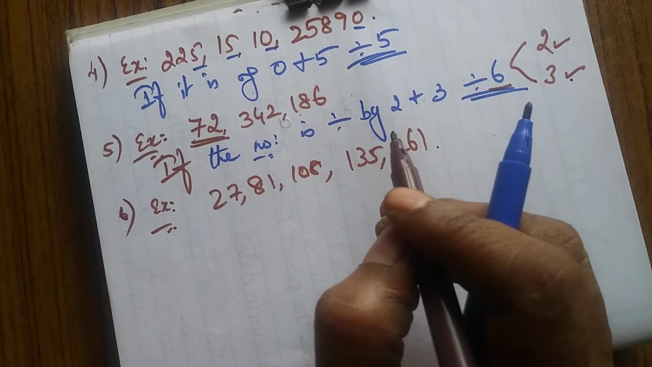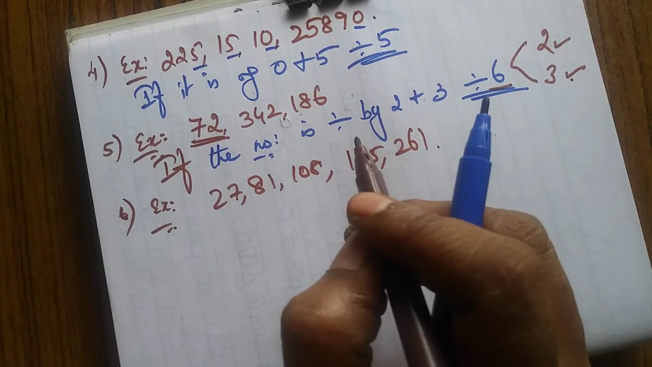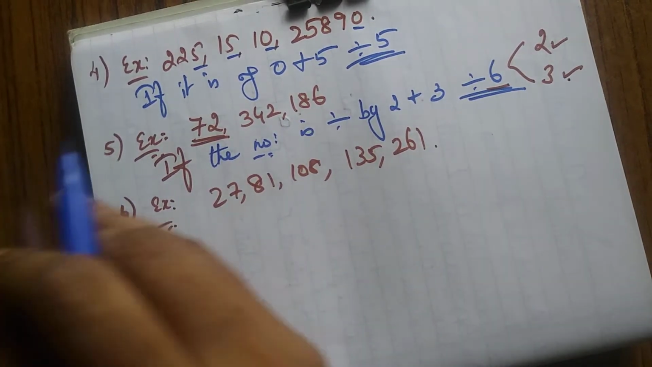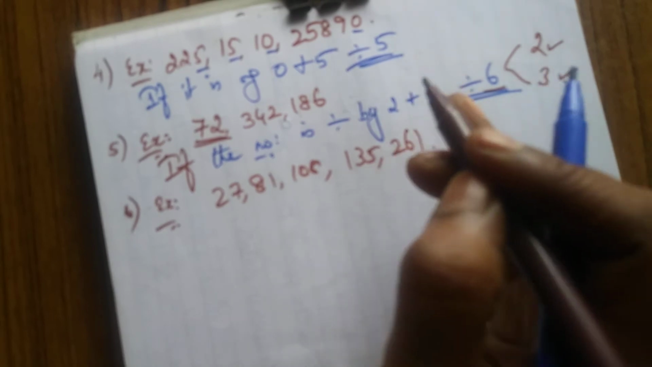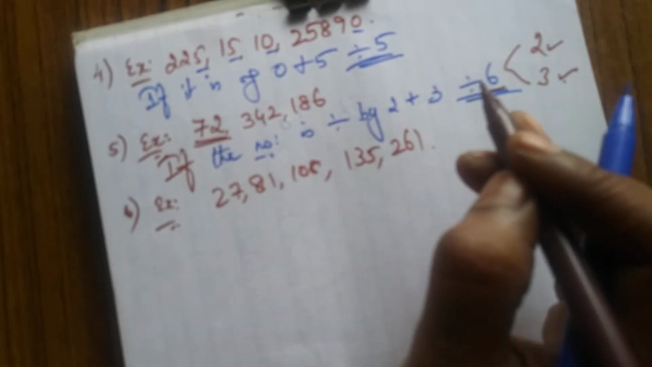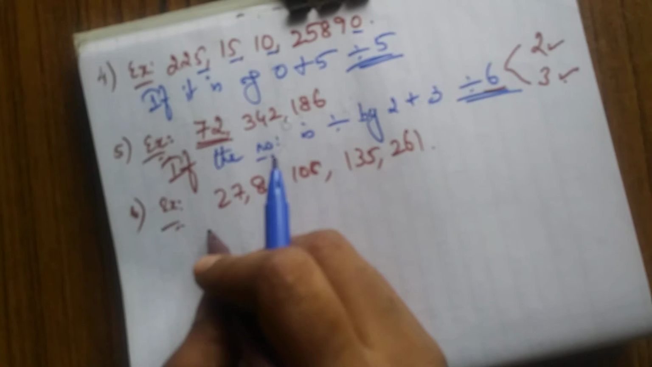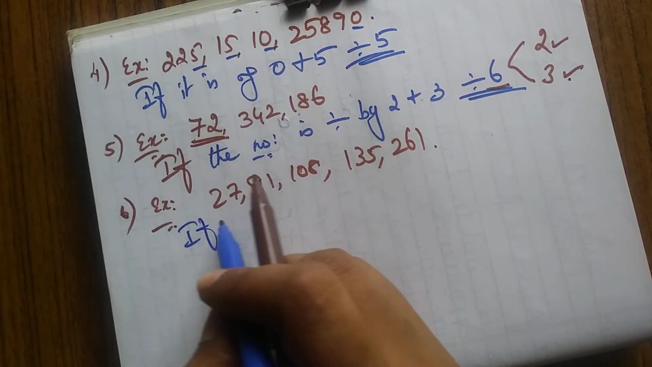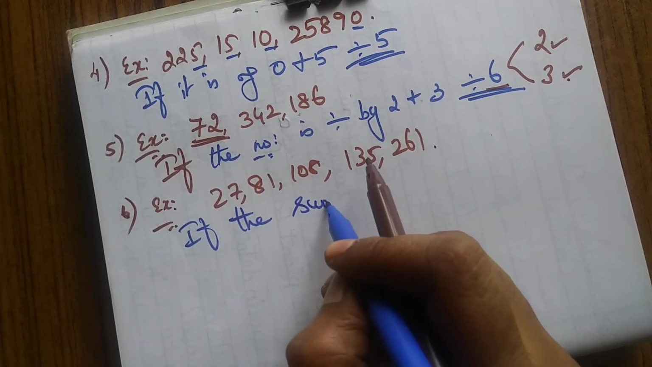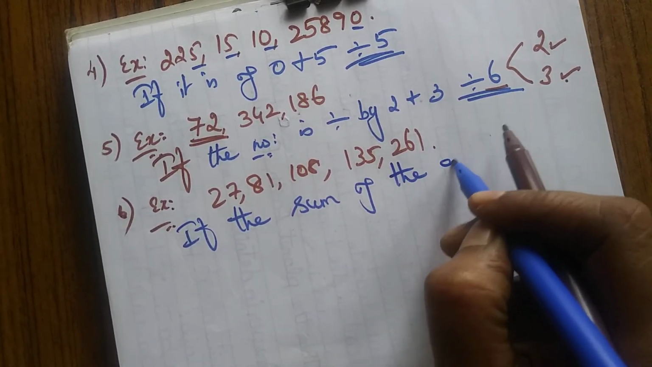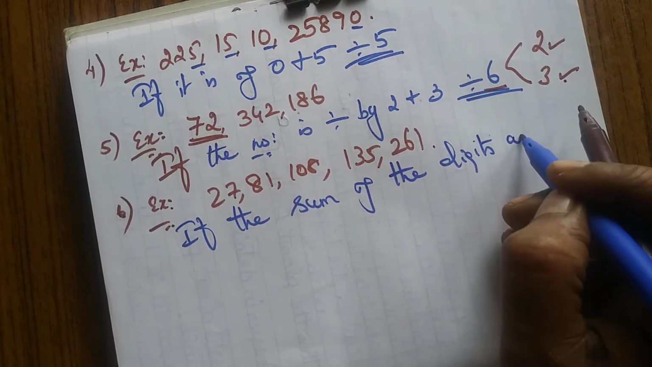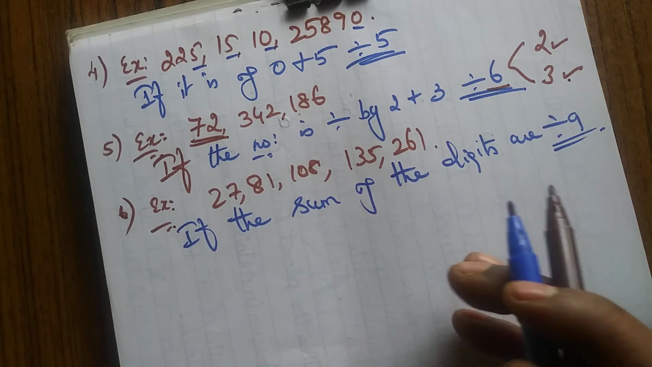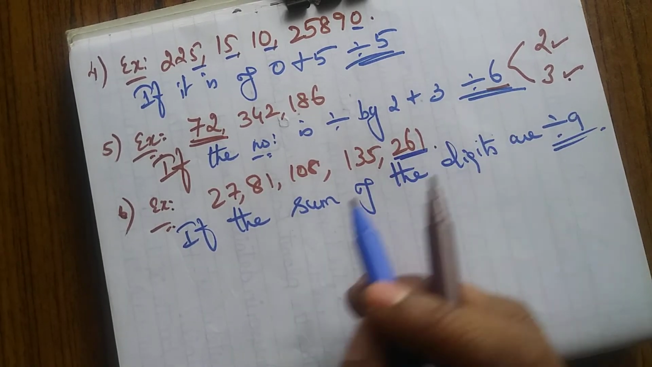For that, again, what you did for the third table, we just sum up the given digits. We are going to do the same. You're going to sum up the digits. If the sum of the digits is divisible by 9, then the given number is divisible by 9. So shall we check this higher number?